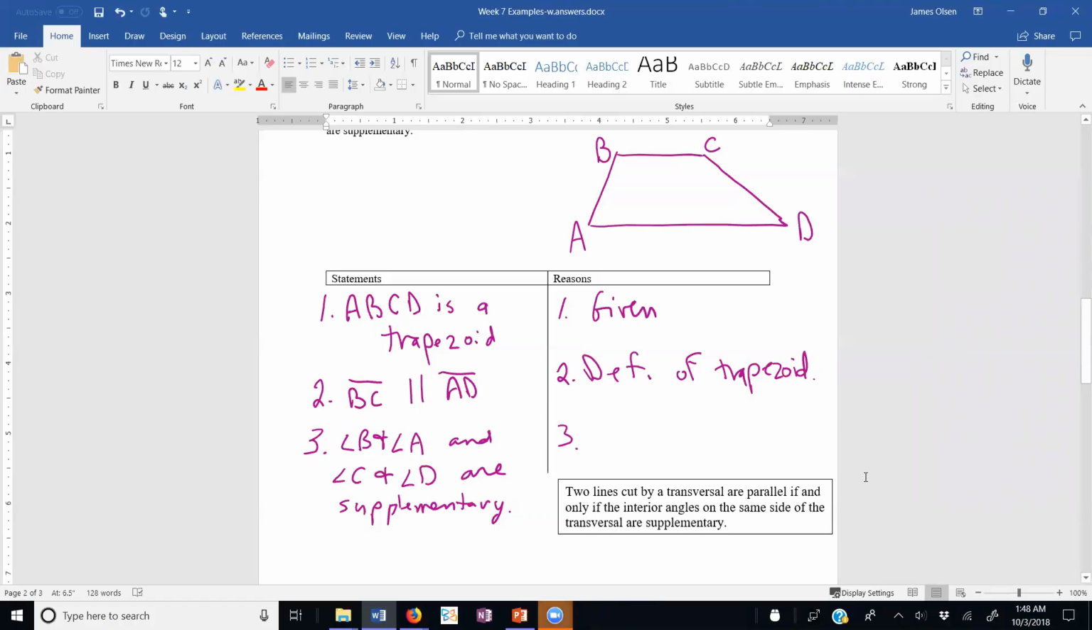So we have angle B and angle A, as well as angle C and angle D being supplementary. And the reason is, two lines cut by a transversal are parallel if and only if the interior angles on the same side of the transversal are supplementary.